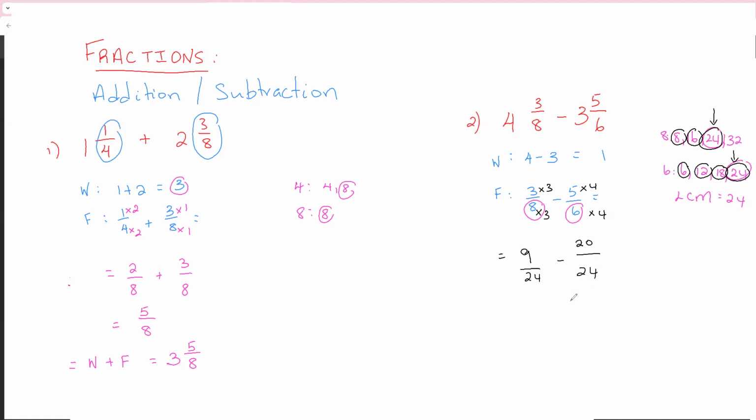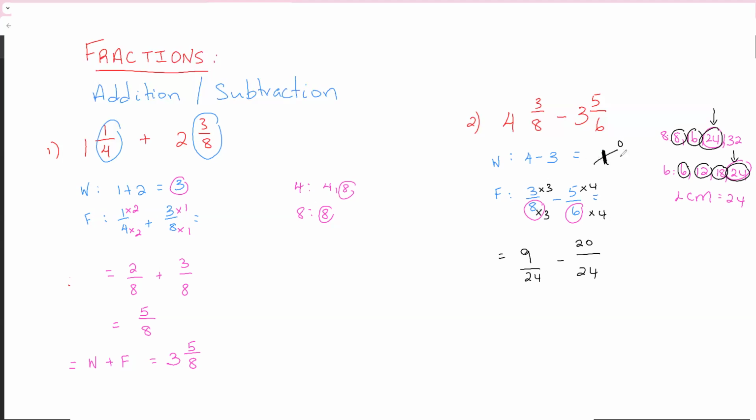Now watch this. 9, we cannot take away 20. So we have to borrow from the whole number. And remember, we have 1 more left. So we're going to take 1 from the whole number. If I take 1 from the whole number, I only have 1. I'll be left with 0.